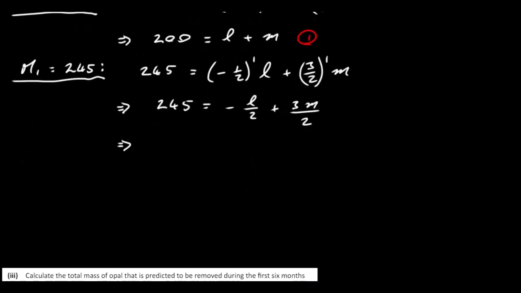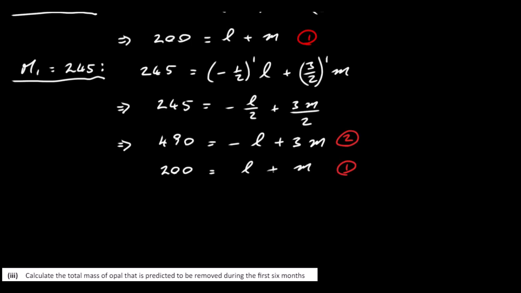That'll give us, I'm just going to multiply across by 2. That'll give me 490 here equals minus L plus 3m. This is equation number 2. Let's just put equation number 1 underneath it there and add them. So equation number 1 was L plus m, and it's 200 on this side. So if we do that here, we'll get 690. The L's will disappear and we'll get 4m. That'll give us an m value of 172.5.